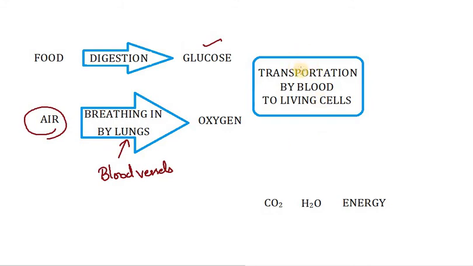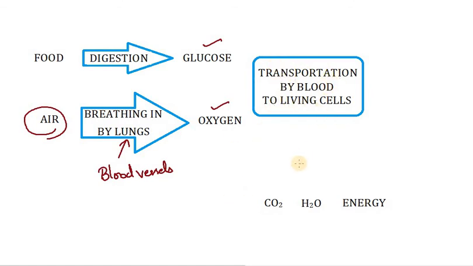So that process is called what? Transportation. So blood cells transport plenty of things. Among them, two important ones are glucose, the end product of food, and the oxygen we get from the air we breathe in. The blood transports both of these to all the living cells.